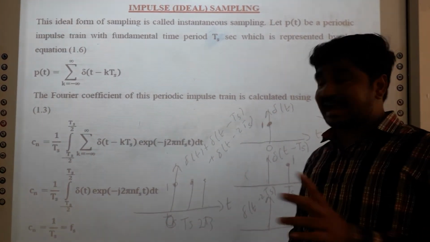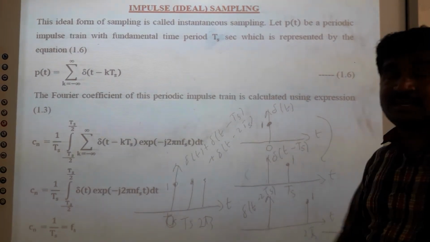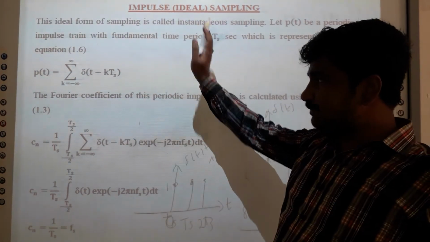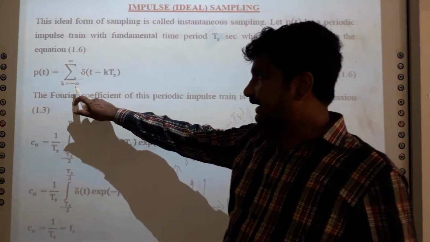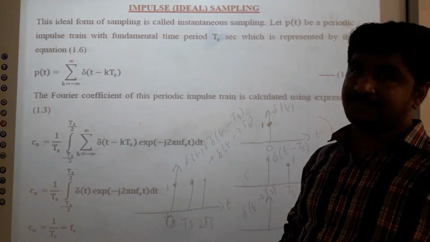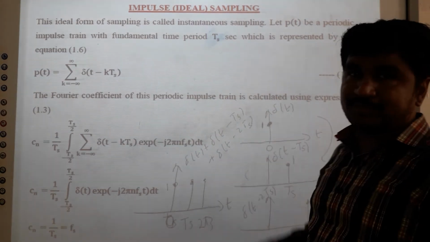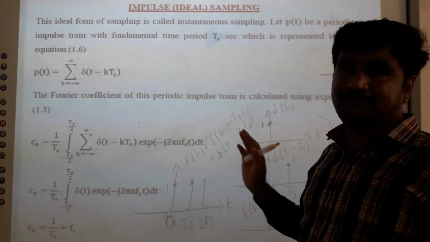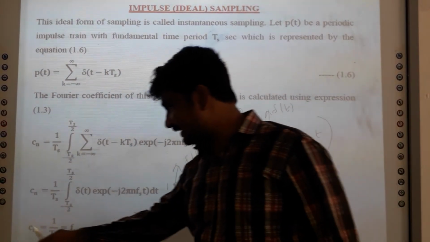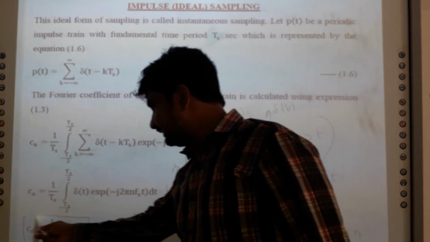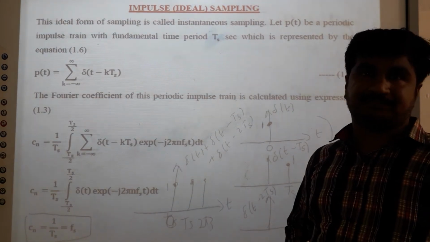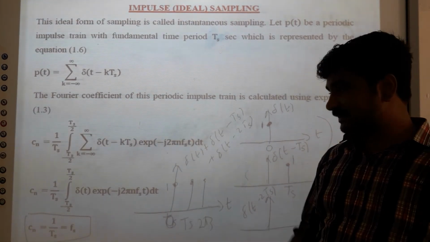Similarly, we are going to add the same kind of signals for infinite shifts, infinite number of time shifts, so that we can simply write it as the sum of k equal to minus infinity to infinity del of t minus kTs. So again we are doing the same procedure as in the previous slides. We are finding the Fourier coefficient. So the Fourier coefficient here, what we get is Cn is equal to 1 divided by Ts, that is equal to Fs. 1 by Ts is nothing but Fs.